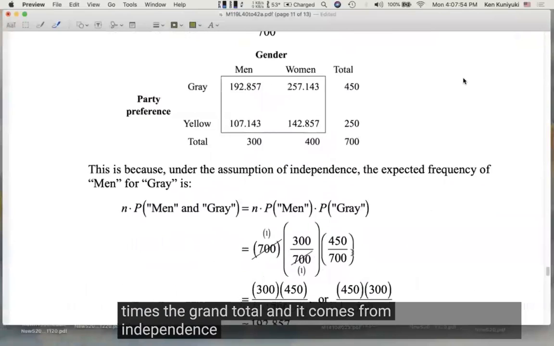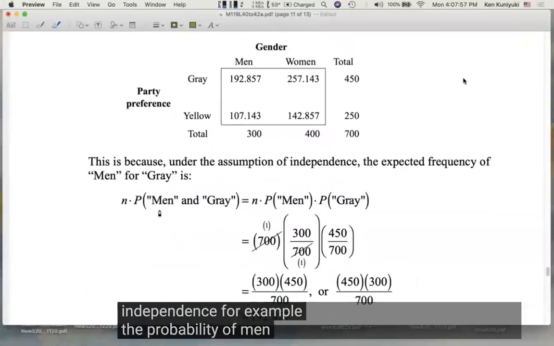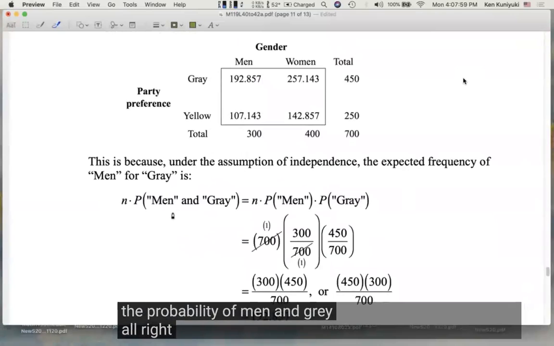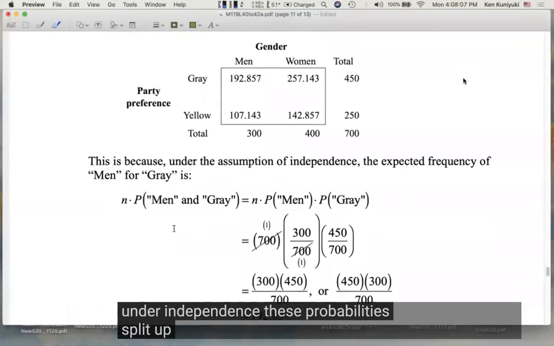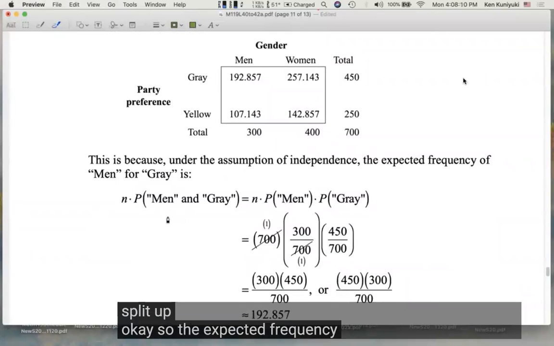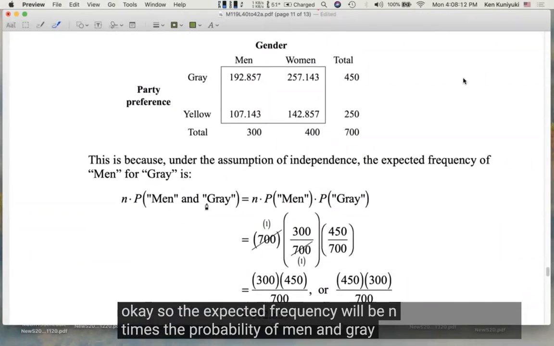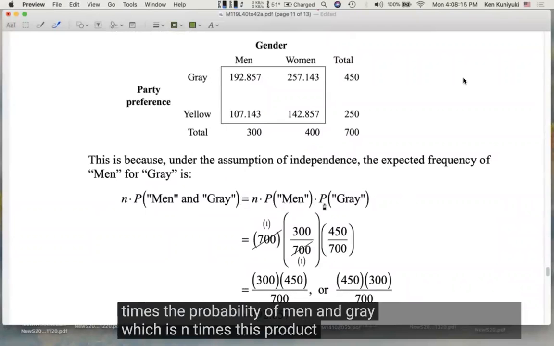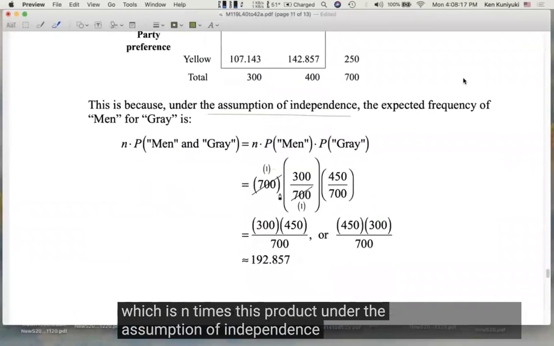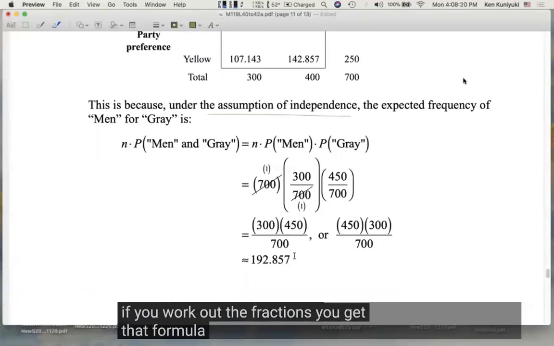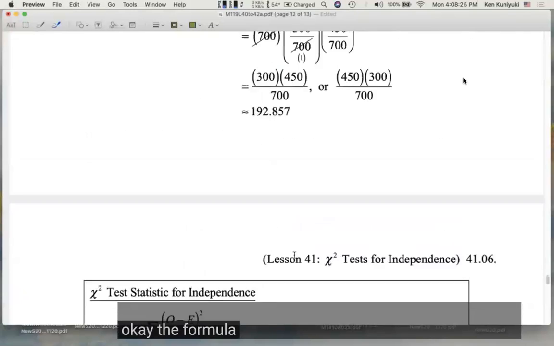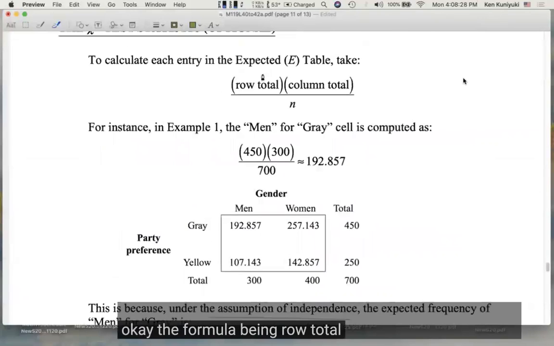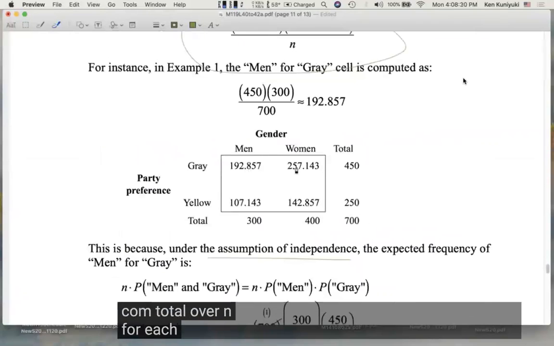And it comes from independence. For example, the probability of men and gray, all right? Under independence, that's the probability of men times the probability of gray. Under independence, these probabilities split up. So the expected frequency will be n times the probability of men and gray, which is n times this product under the assumption of independence. If you work out the fractions, you get that formula. The formula being row total times column total over n for each cell.